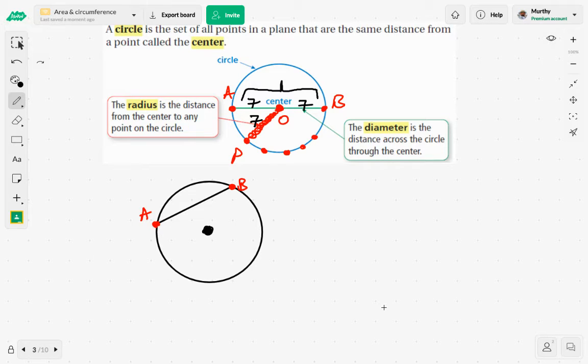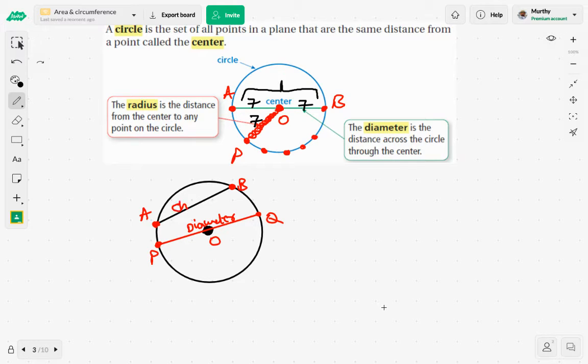So while defining the diameter, you should be a little bit specific: a line segment whose endpoints are on the circle and which also passes through the center of the circle is called a diameter. Again, I'm repeating that a line segment whose endpoints are on the circle and passing through the center is known as a diameter. In such a case, what is AB?